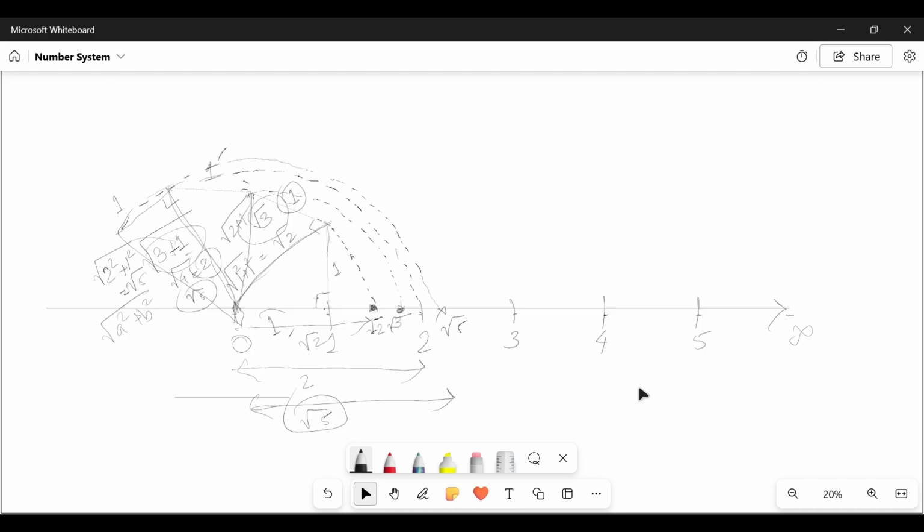So in the next session, what we will do is try to cover the exponential properties, rationalization properties of irrational denominators and irrational numbers, so that we will be able to complete at least the number system in the upcoming couple of sessions.